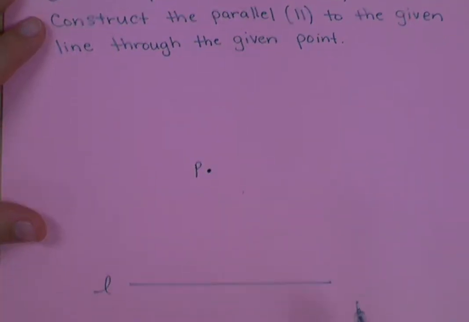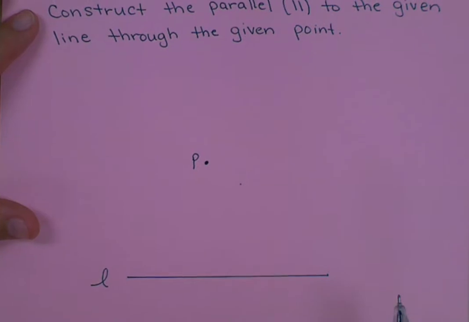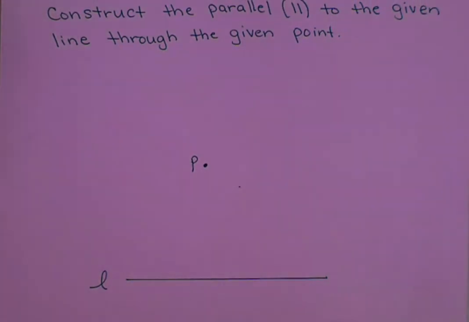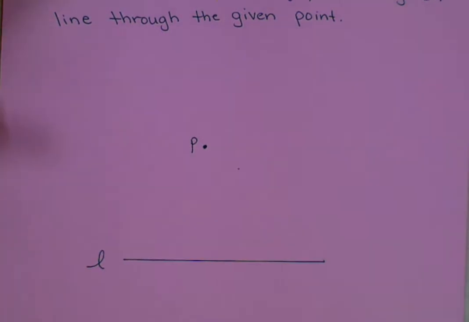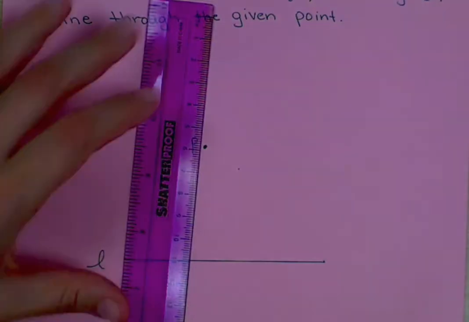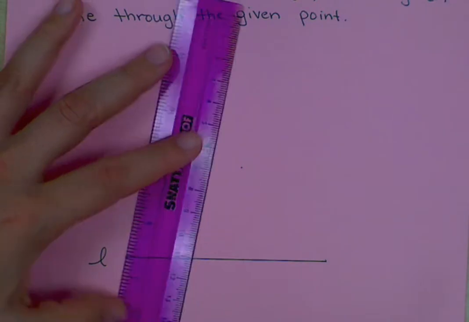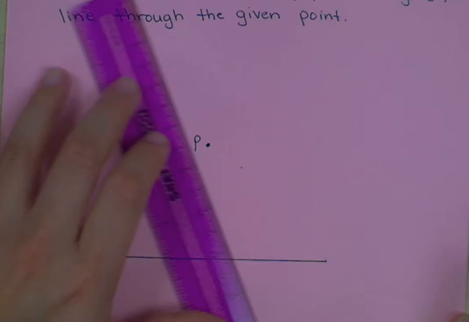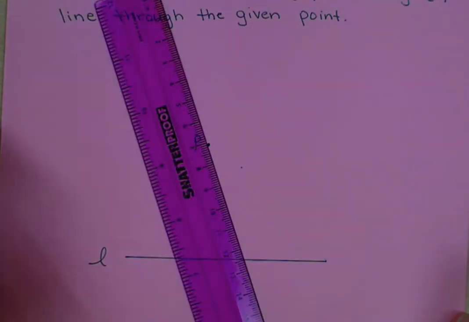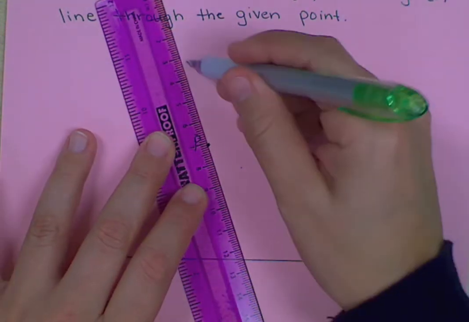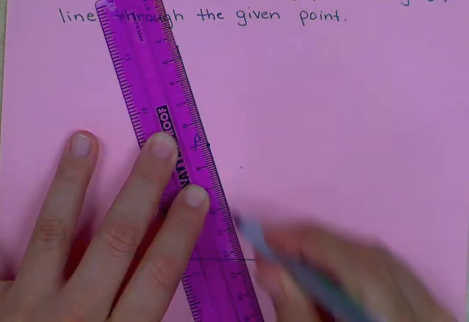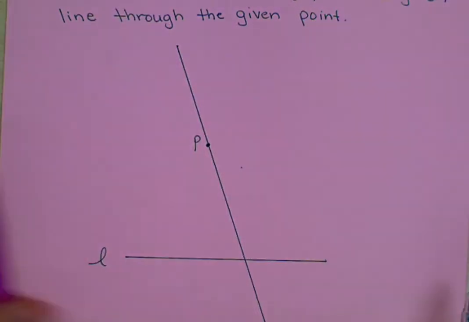So the first thing you need to remember that we learned about earlier is that parallel lines cut by a transversal create corresponding congruent angles. So the first thing we want to do for this problem is create a transversal. Now it doesn't matter if it's up and down, if your transversal is to the left, or if your transversal is to the right. The thing that's most important is your transversal has got to go through the given point as well as the given line.